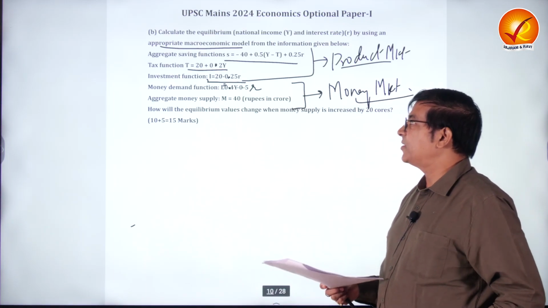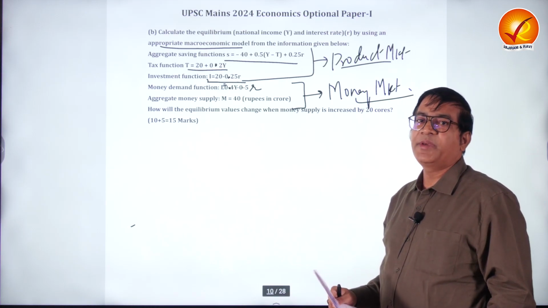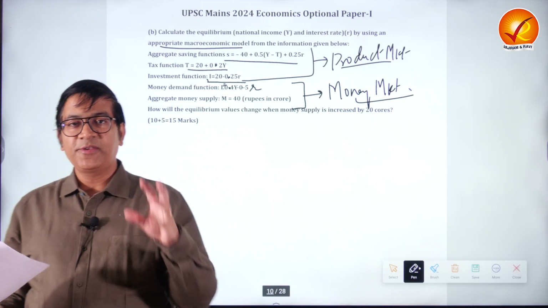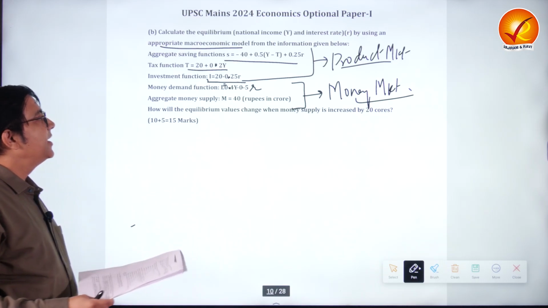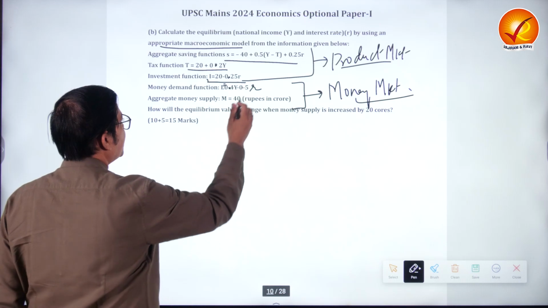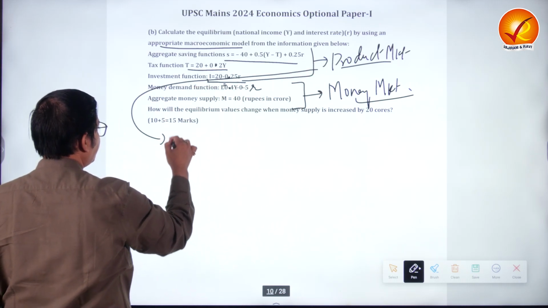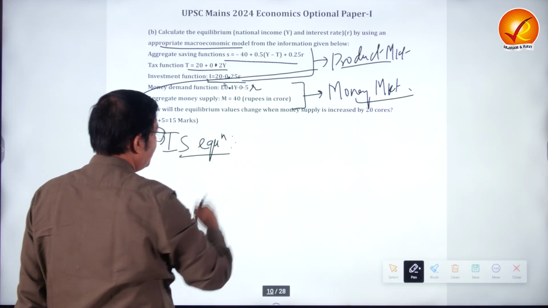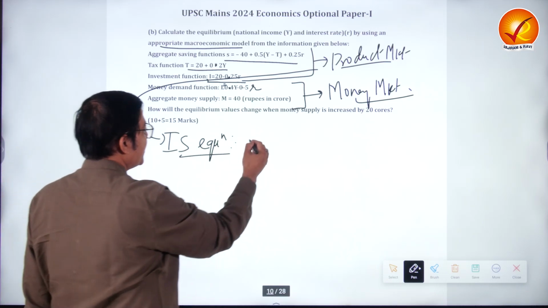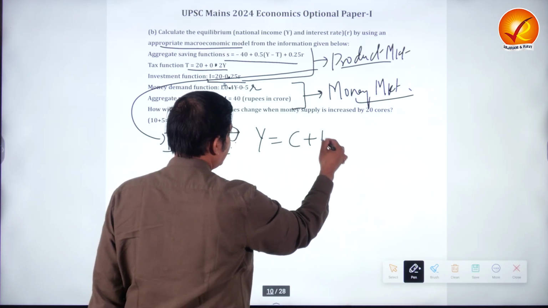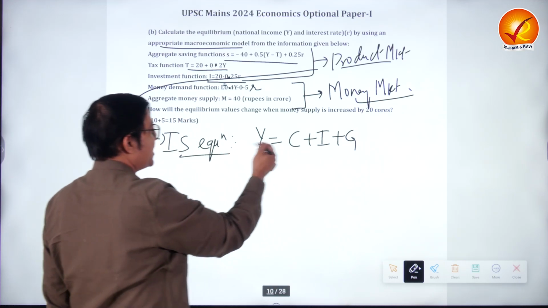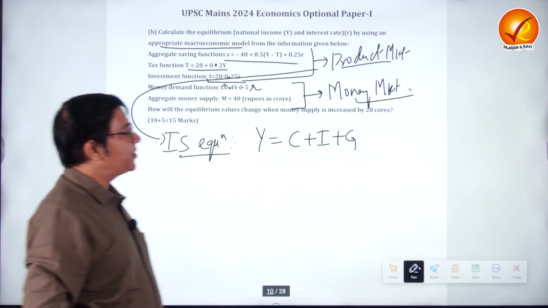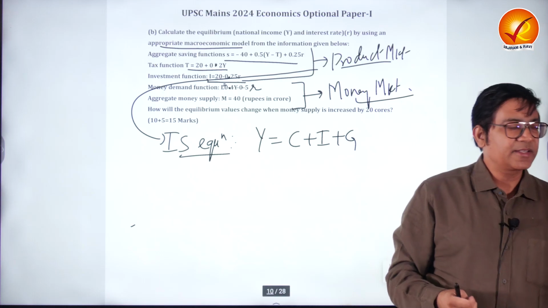That's the beauty of the numerical. You'll have to derive ISLM here. That is why there is no point just memorizing those things, but also remembering the logic behind that. ISLM, let's start with IS first, which is related to the product market. In an IS equation, we can talk in two ways. Either you can say Y is equal to C plus I plus G. Okay, national income is equal to consumption, investment, government expenditure. We assume closed economy throughout the discussion.